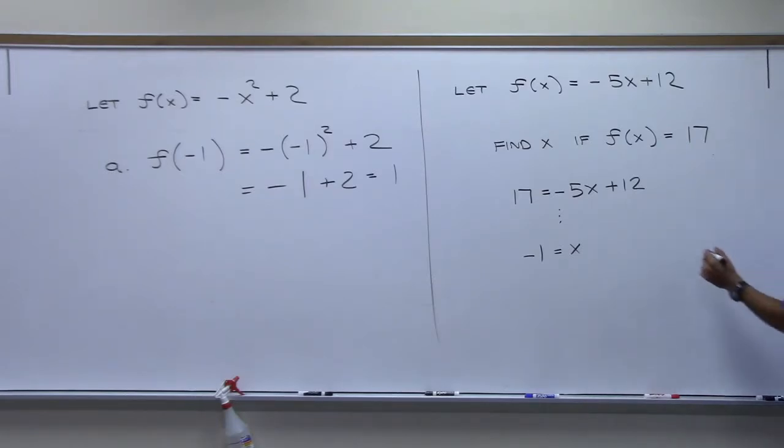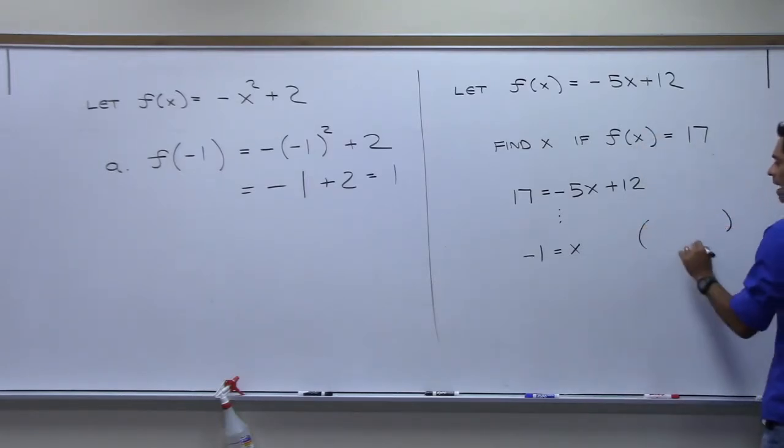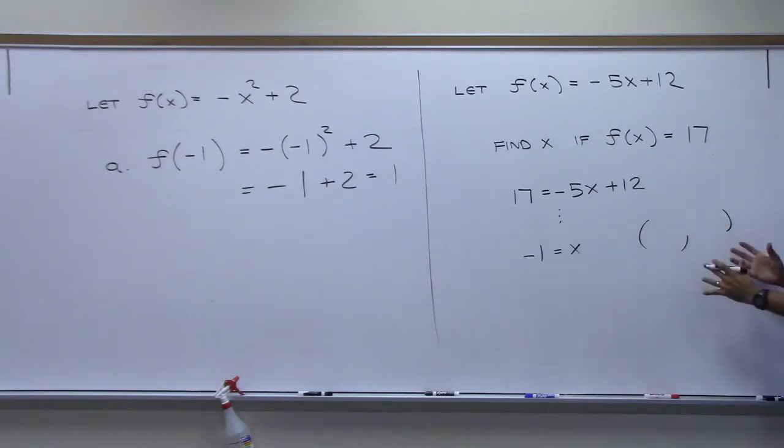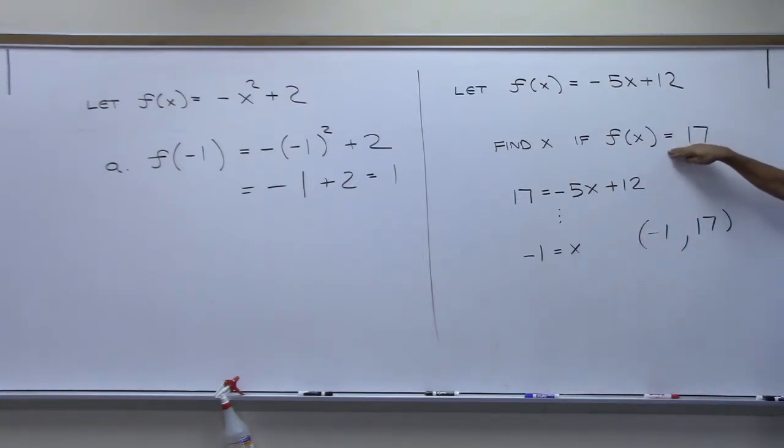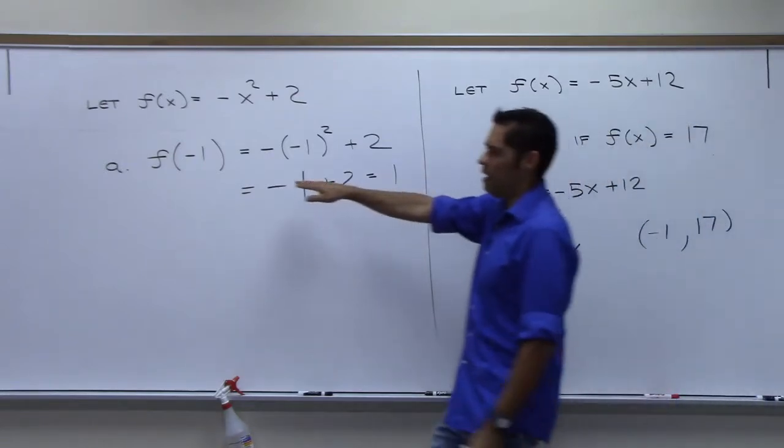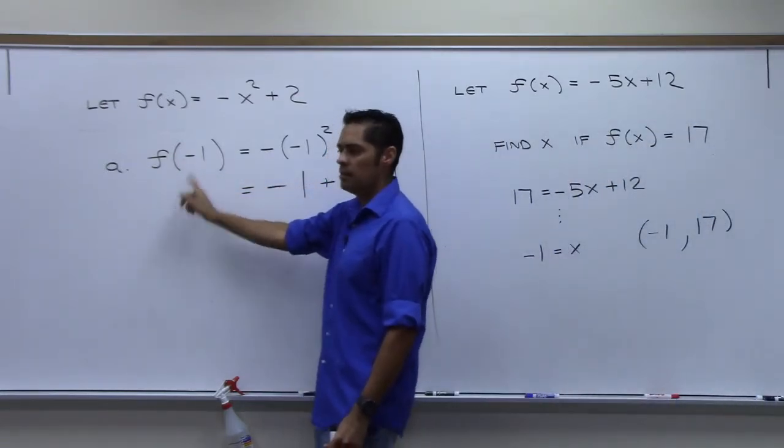So if you look at this as a point on the graph of this thing, what's the input? Negative 1, and what's the output? 17. So do you see the difference in the wording of the problem here compared to like this? I think it's obvious, right, where the number is? Okay.